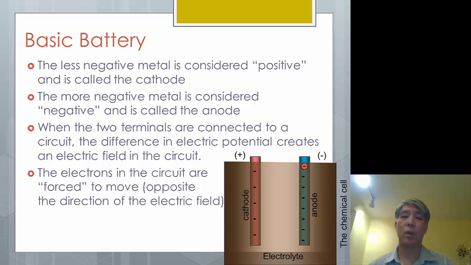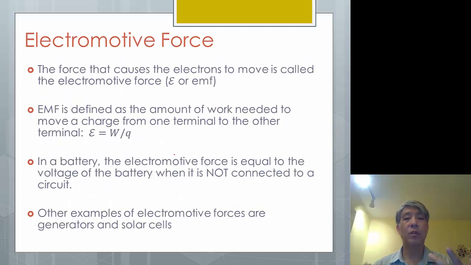Okay, and when I take the two terminals and connect them in a circuit, that difference in electric potential creates an electric field and forces the electrons to run around. Okay, they run around from the anode, remember, to the cathode. And it is this force that we call electromotive force. In reality, electromotive force is nothing more than the voltage of the battery.